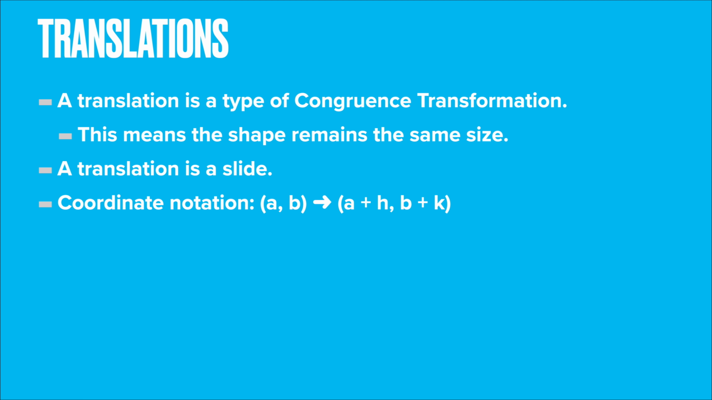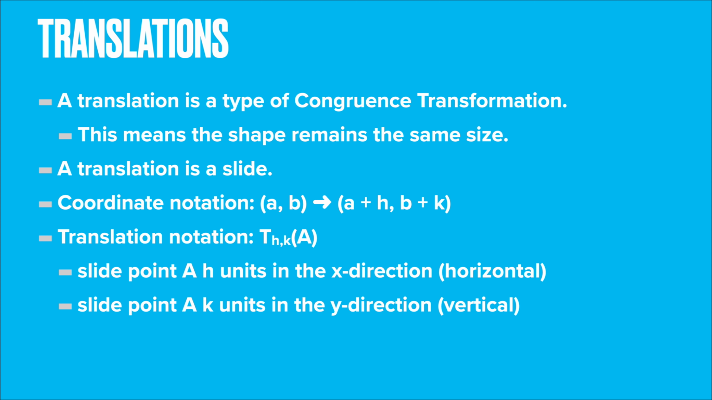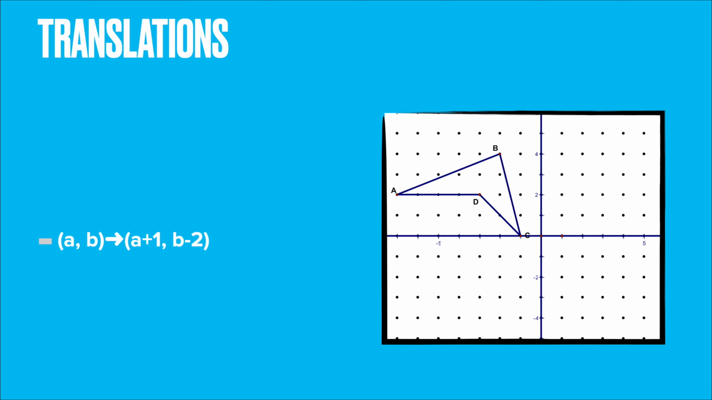Next, we have what we call translation notation, a translation of h comma k, being the change in x and change in y. By the way, slide point A h units in the x direction and k units in the y, or vertical, direction. And finally, we have something called a translation vector, which is <h, k>, but we won't really get into that too much today. So let's try translating something.